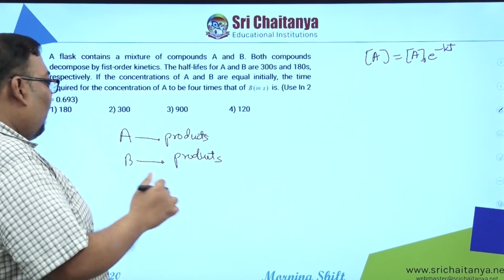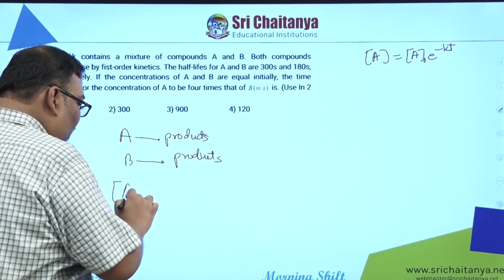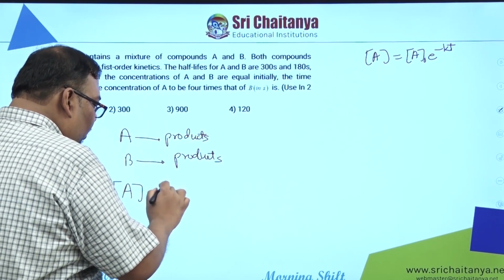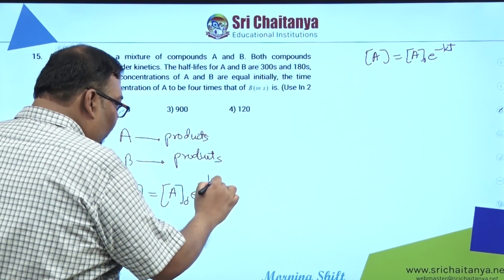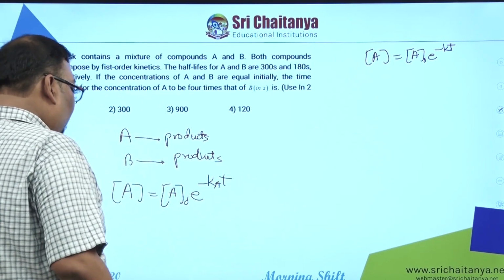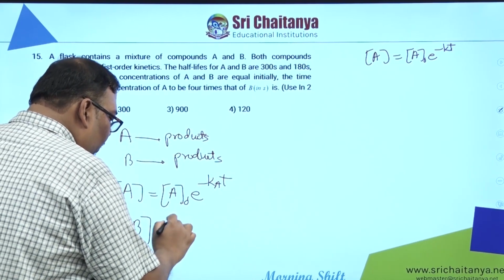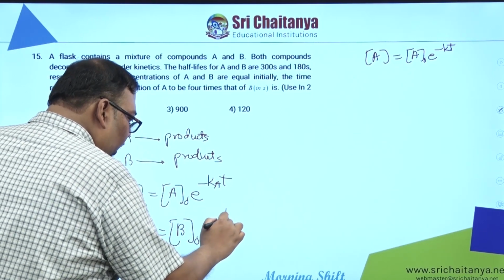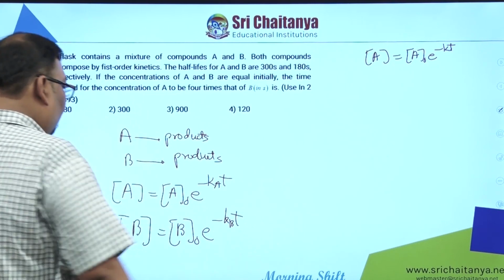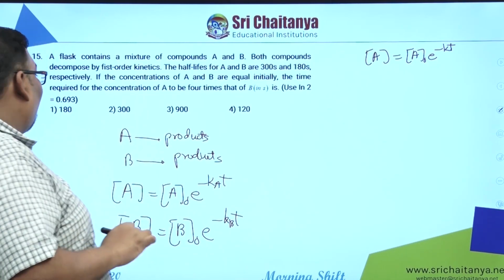Okay, so if I am writing it for A, I can write the equation as A is equal to A naught e to the power minus Ka into T, and B will be varying as per B naught e to the power minus Kb into T. Okay, now you see, another piece of information is given, the half-lives are mentioned.